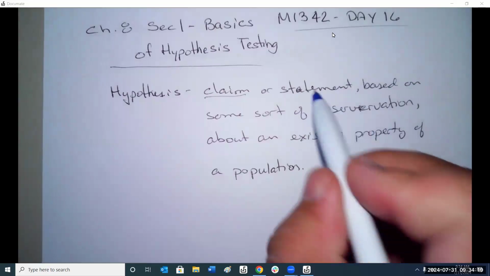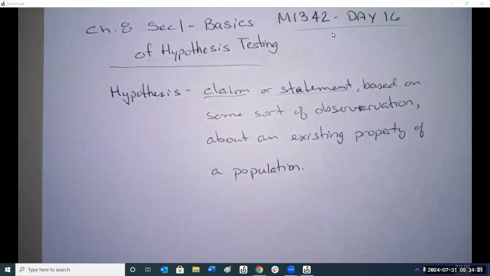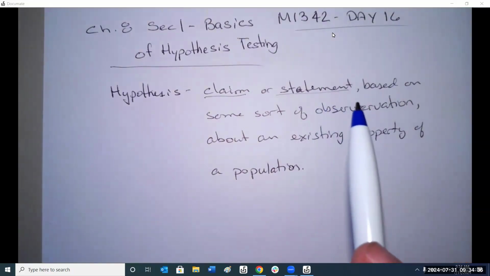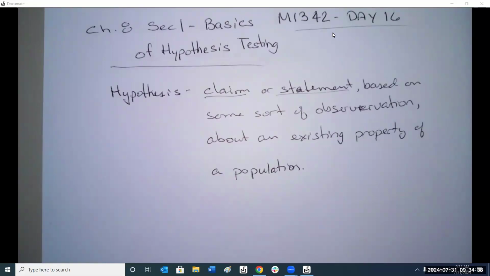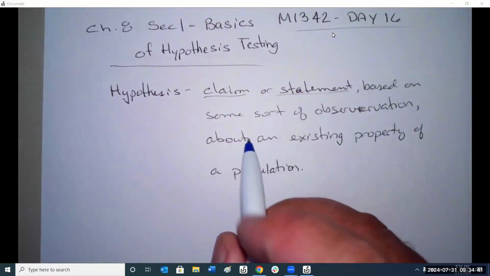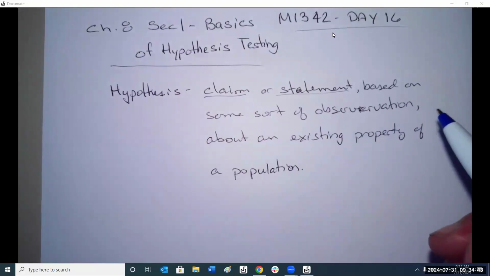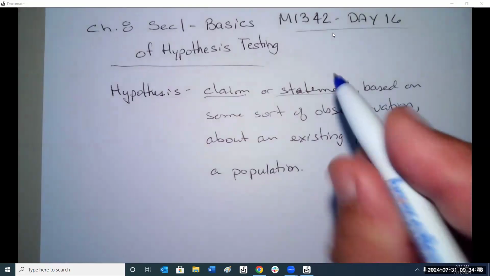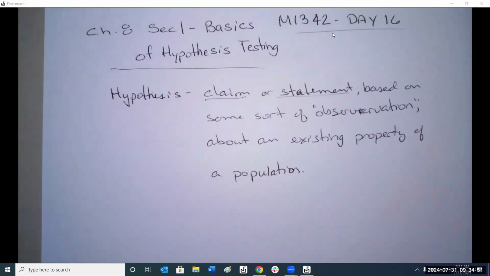A claim or statement. A claim is you're asserting what you think just happened. A statement is you're stating what you just noticed. It's based on some sort of observation. It doesn't have to be by eyes. It could be by hearing. It could be by feeling. It could be by smelling. But that's what I'm saying. It's when we use the word observation about an existing property of a population.